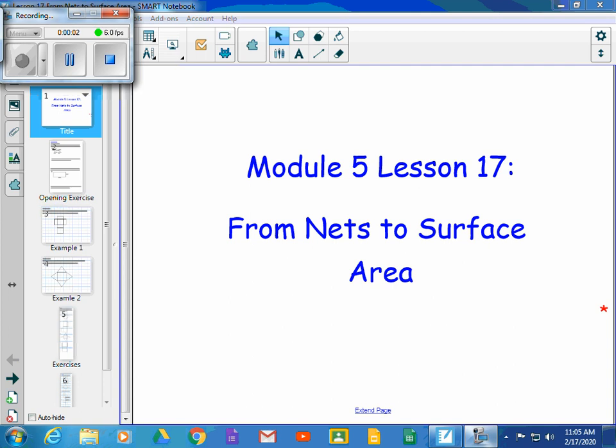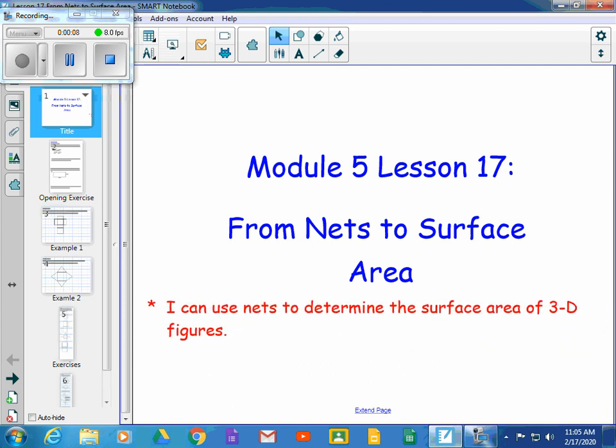Module 5, Lesson 17, From Nets to Surface Area. The goal of this lesson, I can use nets to determine the surface area of 3D figures. Remember, pause the video whenever you need to and make sure that you take good notes throughout.